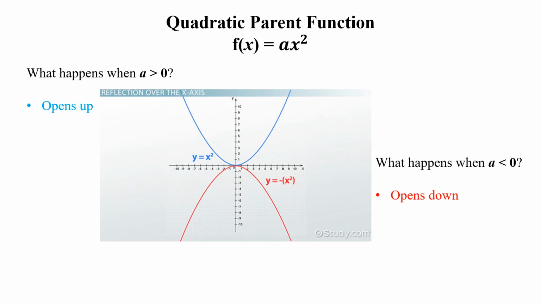So what happens when a is greater than 0? Well, if this number right here, which is my a term, is greater than 0, then that means that the parabola is going to open up. Well, what happens if my a is less than 0? Well, this is the red graph right here. If you notice, a is -1 instead of +1. So there's a negative in front of that x squared term, then your parabola is going to open down.